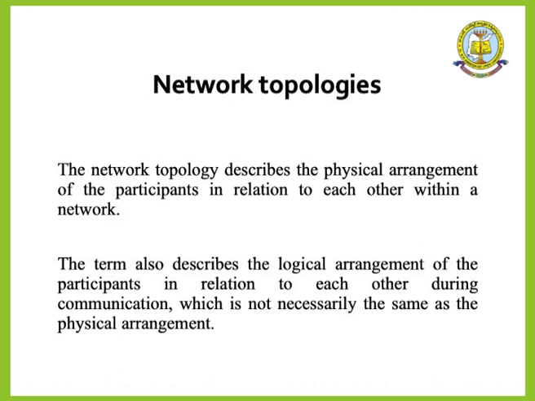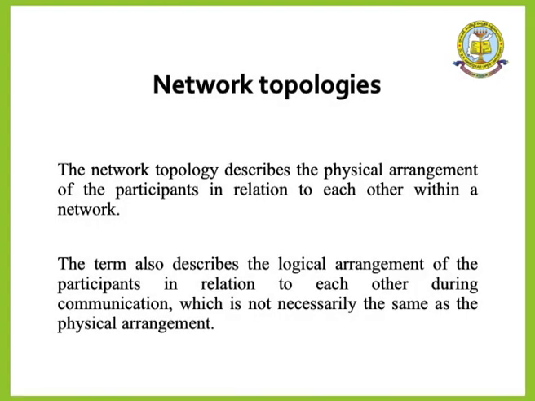For example, employees A, B, C, D, E are there. So, who is communicating with whom and how is A placed in relation to B, C, D and E? That is nothing but the physical arrangement of the participation in relation to each other within a network. So, if the network is related to these 5 employees, A to E, how are all these employees physically arranged is what is your communication network or network topology.